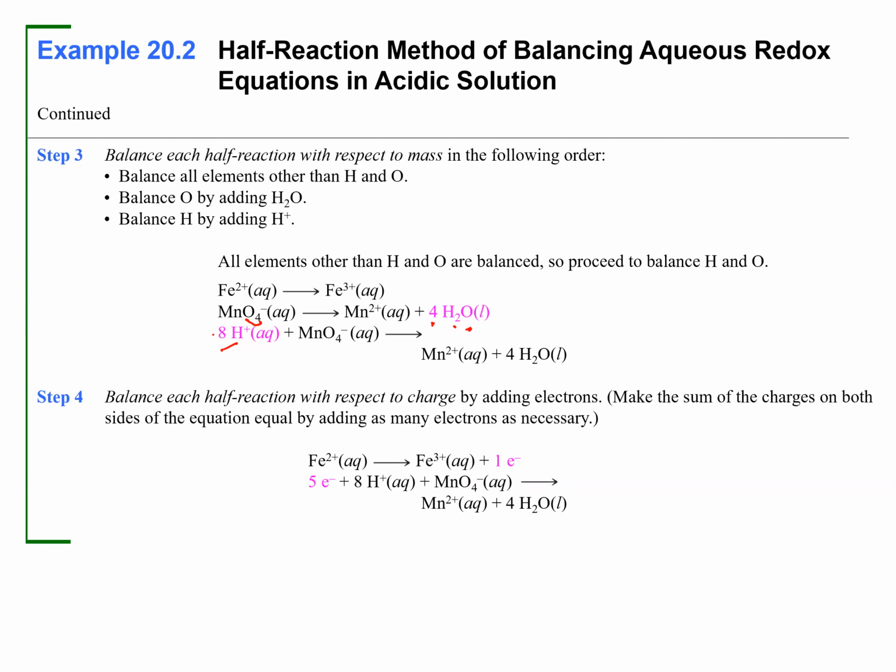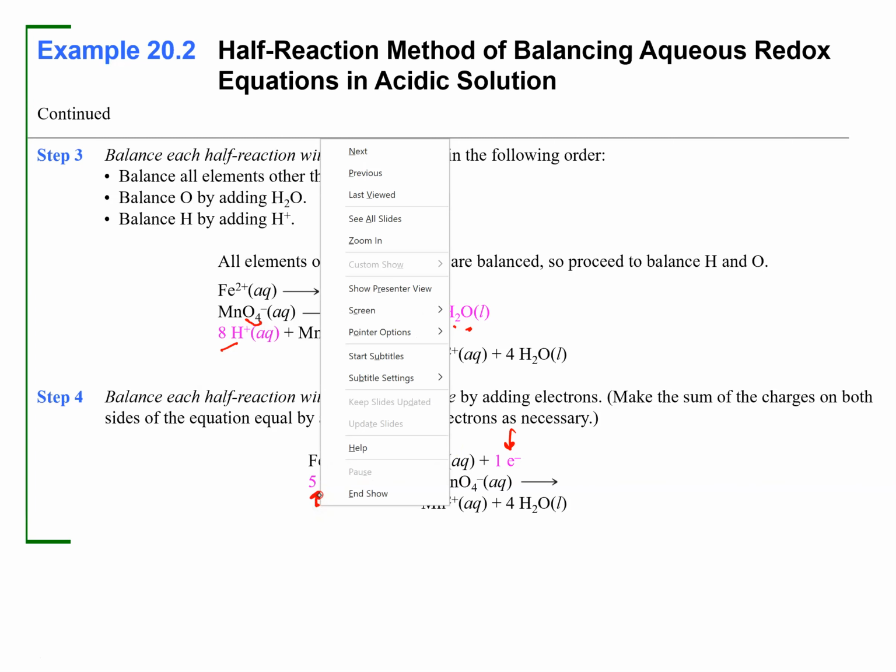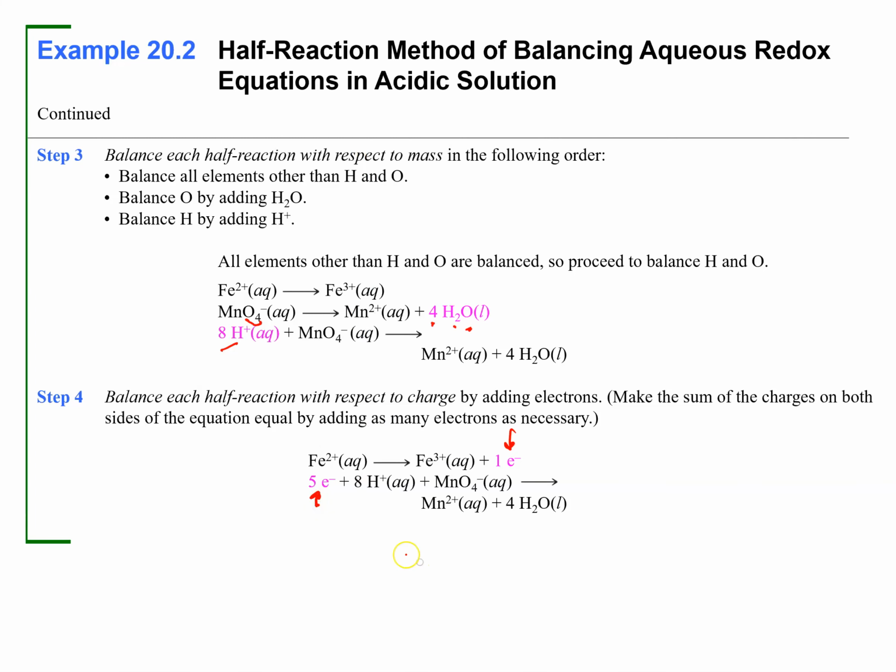And now that everything's mass balanced, we have to balance our number of electrons on each side. Because iron was a single electron transfer going from iron 2 to iron 3. However, 5 electrons were transferred going from permanganate to manganese 2. So we're going to have 1 electron as a product on our iron transfer, and in our manganese transfer we're going to have 5 electrons as a reactant.